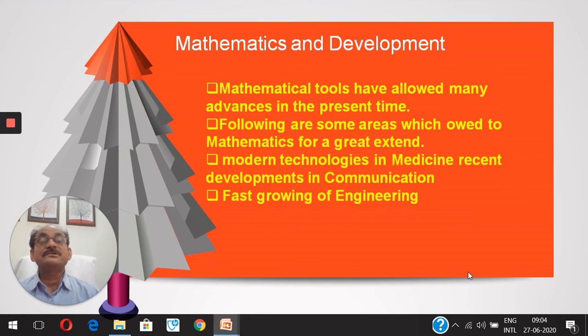Modern technologies in medicine, recent developments in communication. So mathematics is a subject useful in medicine also. It is useful in communications also.